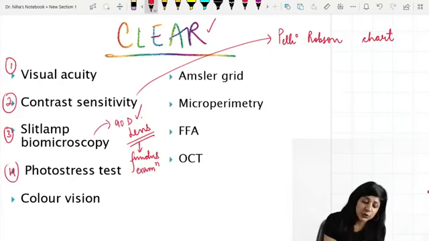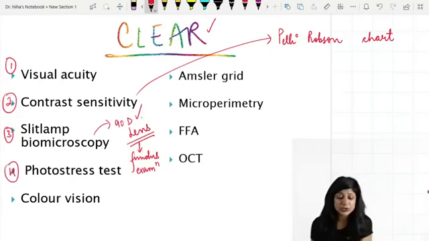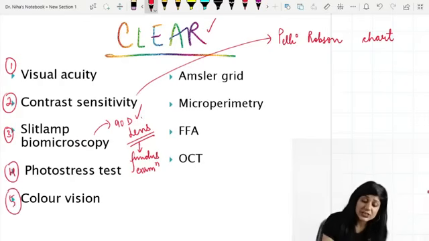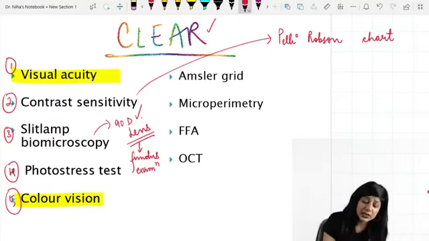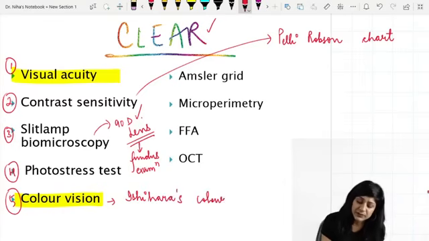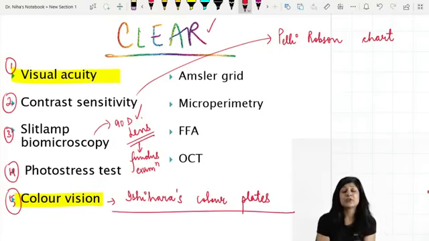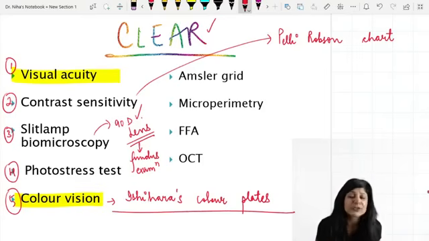Then we are doing the photo stress test. I will tell you about this also. Then color vision. Now this is again very, very important, right? Simply you can do the visual acuity in the patient, you can do the color vision. For color vision, most commonly the chart we are using is the Ishihara's chart. Ishihara's color plates. For this we are using the Ishihara color plate. So even if you are doing two things, you are easily managing your macular function test in the clear media.